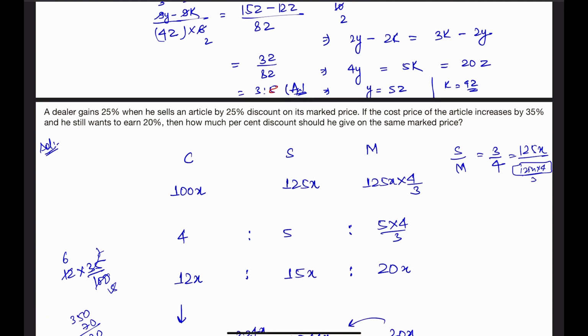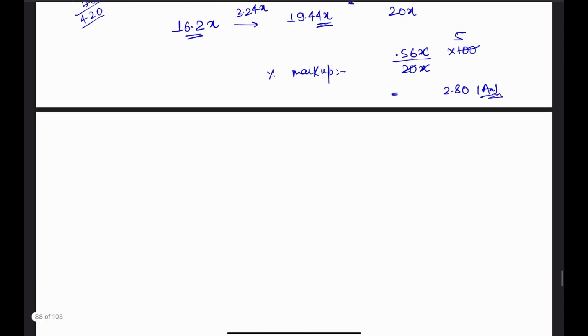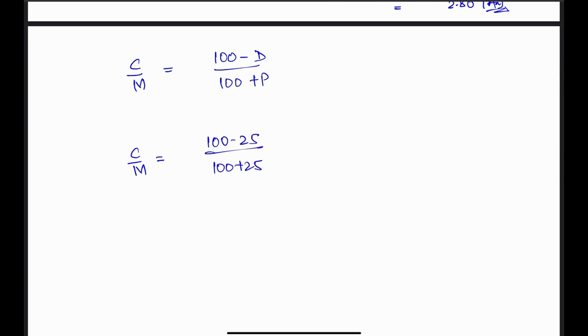It is said that the dealer's profit is given, mark price is given, so we always remember that there is a formula. That formula is C upon M equal to (100 minus discount) upon (100 plus profit). So C upon M in this case will be how much? Discount is 25%, profit is 25%, so it will be 75 upon 125, divisible by 5, so 3 upon 5.